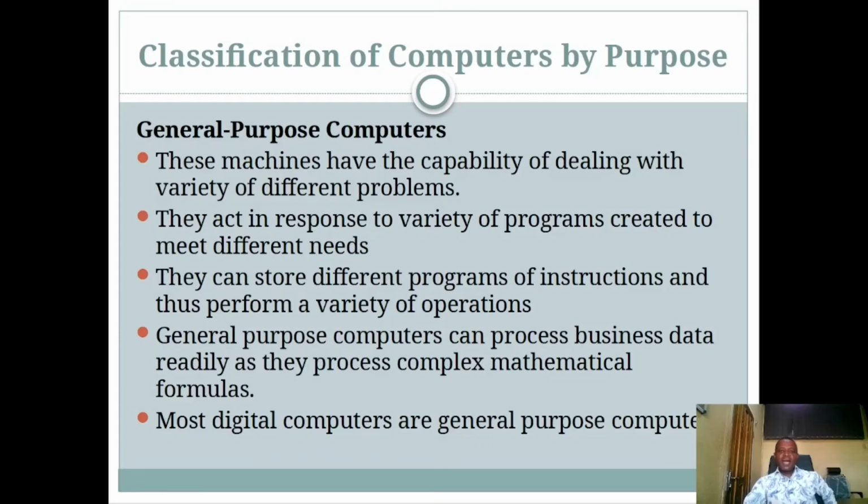These machines have the capability of dealing with a variety of different problems. They act in response to a variety of programs created to meet different needs. 3. They can store different programs of instructions and thus perform a variety of operations. 4. General purpose computers can process business data readily as they process complex mathematical formulas.